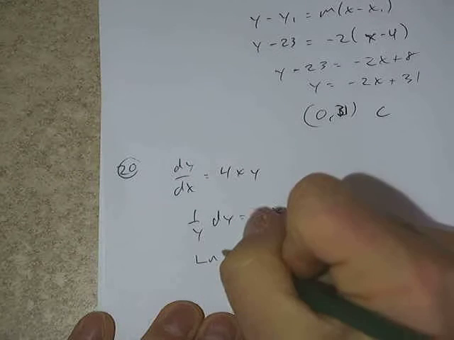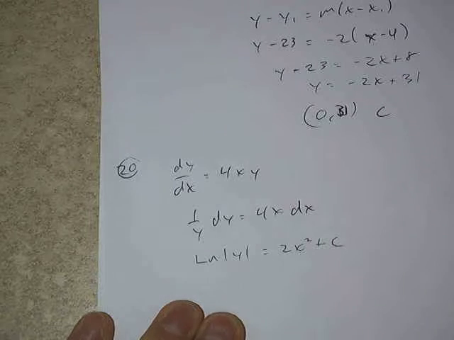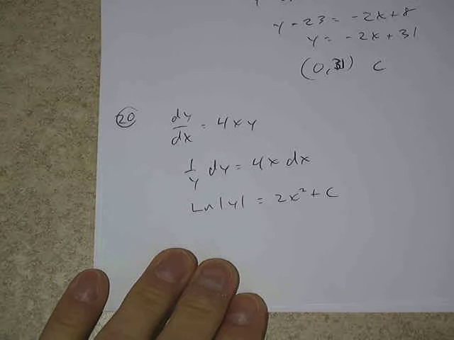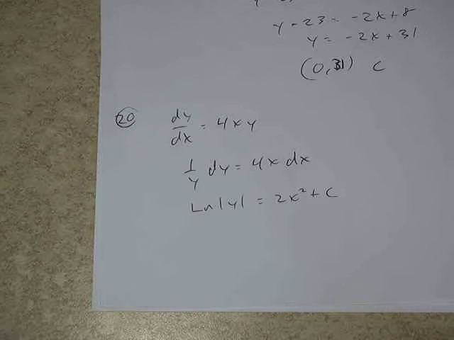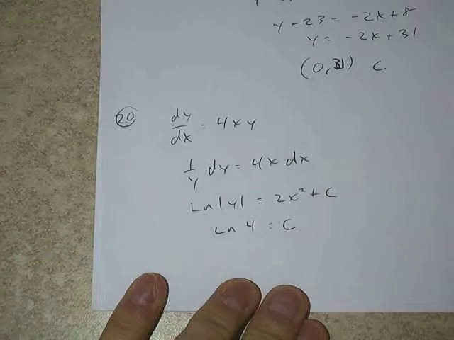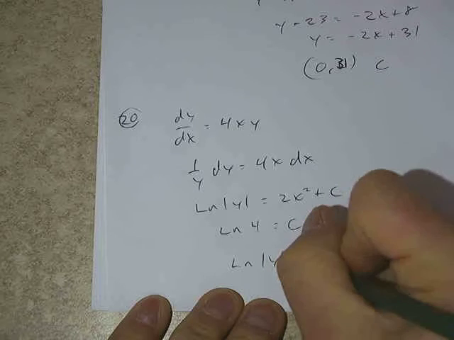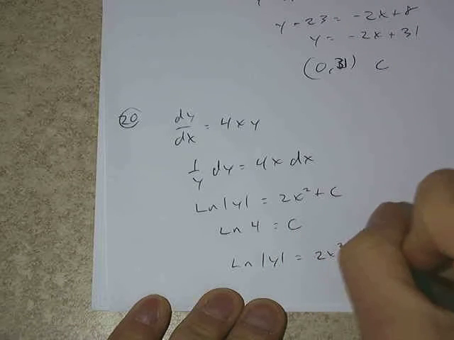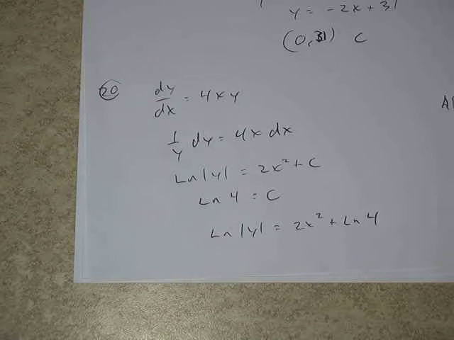So we get natural log of absolute value of y, and here we get 2x squared plus c. Remember, as soon as we separate the variables and integrate, we'll find c. So we'll put in our initial condition, which is (0, 4). We get ln 4 here, and with 0 in for x, we just get c. So at this stage, we'd have natural log of absolute value of y equals 2x squared plus ln 4.